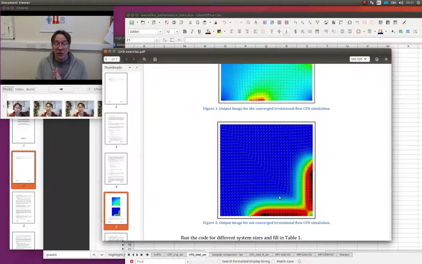So it's very important to note that when you're doing performance studies, you don't need to run a calculation to completion. You can say, well, each iteration is doing the same thing, takes the same amount of time, so we can just measure a fixed number of iterations.